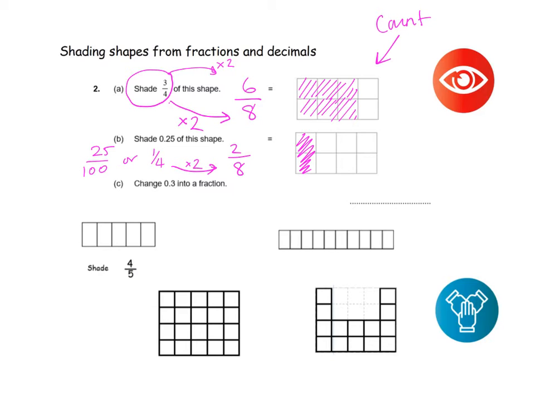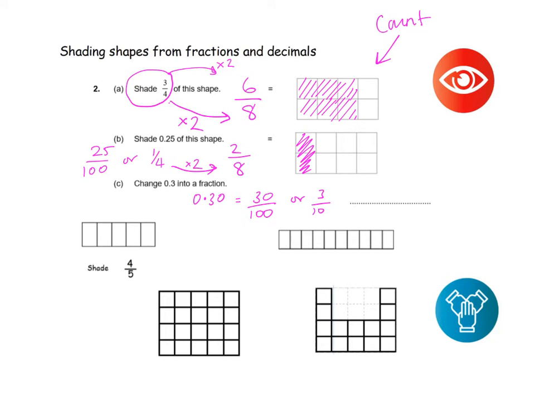So the 0.3 to a fraction is the same as 0.30, which is the same as 30 over 100, or 3 over 10. Any of those would be fine. It doesn't say to simplify it, so both of those are correct.